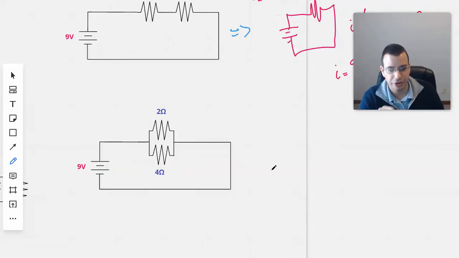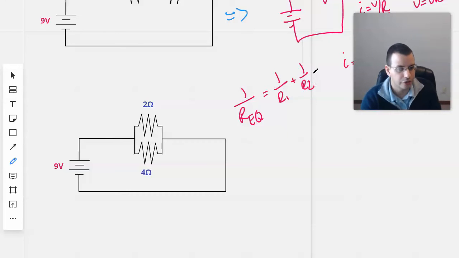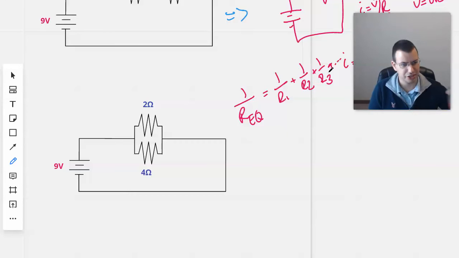So now if we have two resistors, we also have a rule for equivalent resistance. The way it works is 1 over equivalent resistance is 1 over R1 plus 1 over R2. And I only write R1 and R2 over here, but we can add in 1 over R3 and then go on forever as desired.